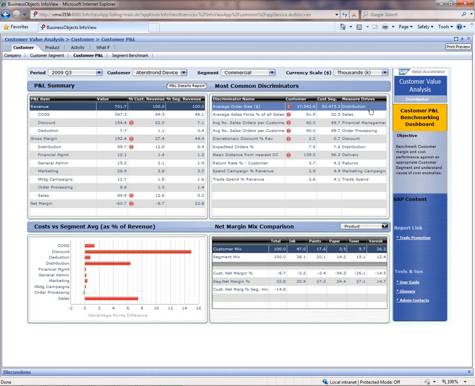The key account manager can now negotiate with Adderstron to increase order sizes to take advantage of these economies of scale. This is an example of how customer value analysis can bring actionable insight to the business decision makers and have a real impact on the bottom line.